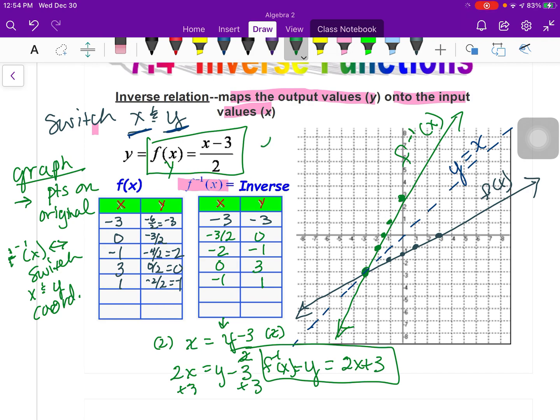So when you write the equation, switch x and y, and solve for y to get the inverse.